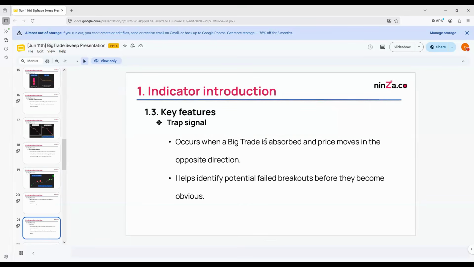So again, traps occur very often at the end of moves, but they also signal the beginning of moves. Continuation trades occur when there is already an existing move and price is just going to go higher. Now, I do want to start looking at charts because I love charts.